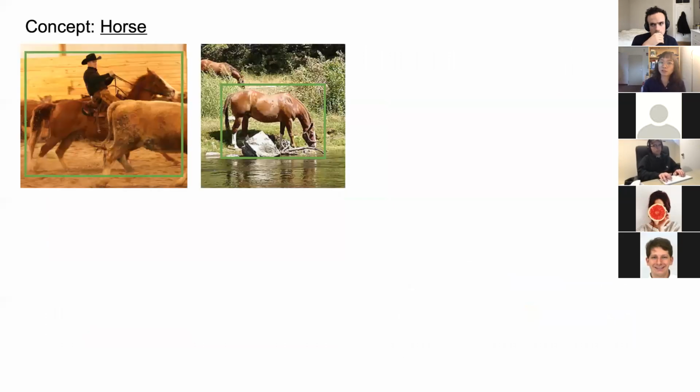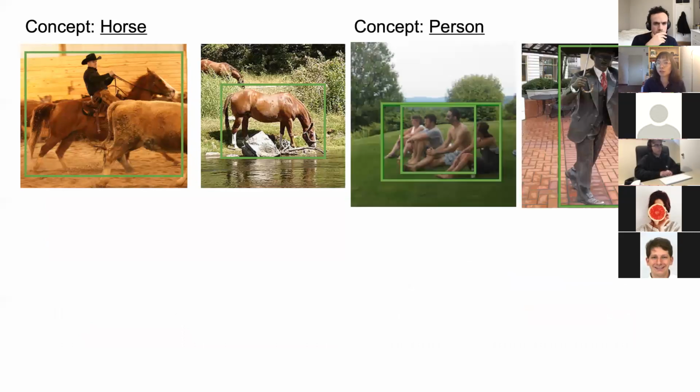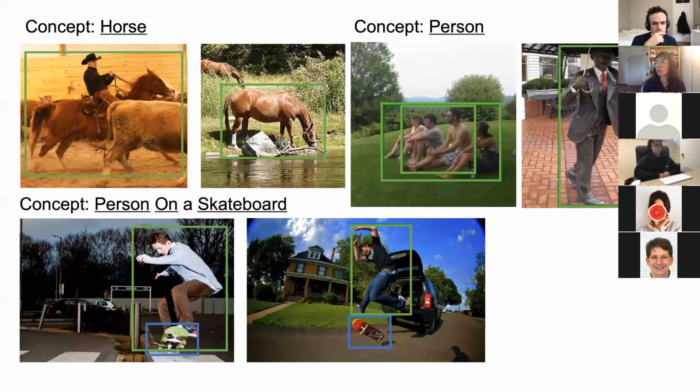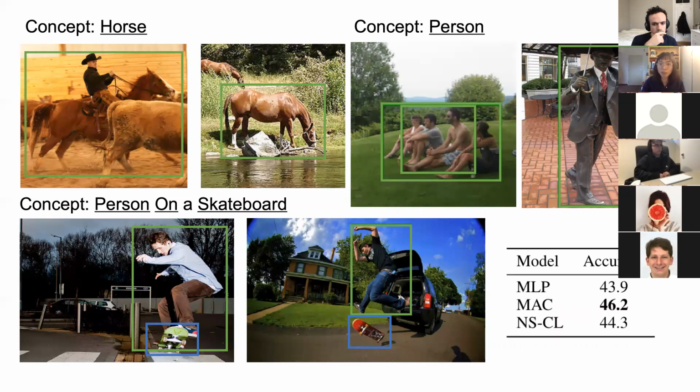The learned concept can be easily transferred to other tasks. Here, we show examples of instance retrieval given object-level concepts and the relational concepts from the VG dataset. So here we show examples of the retrieved instances of horse and person, and also relational concepts like person on a skateboard. In terms of accuracy, our model is able to achieve a comparable accuracy with other baselines for this general purpose visual question answering.